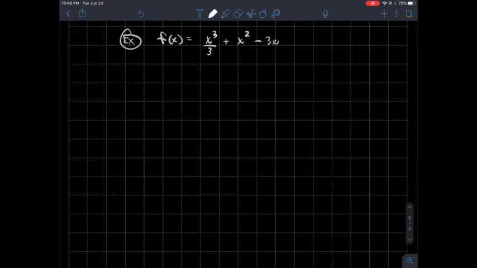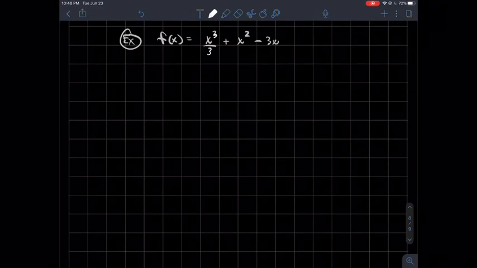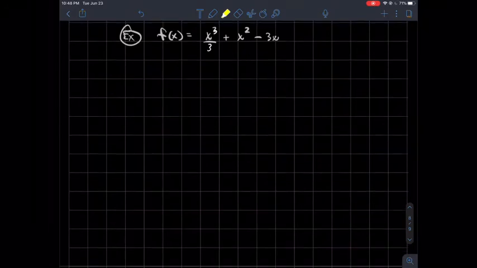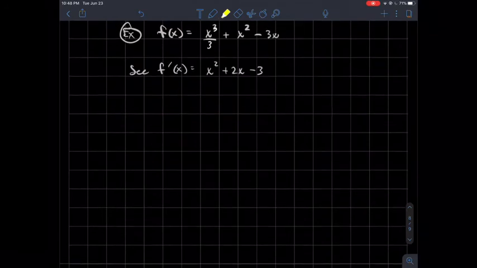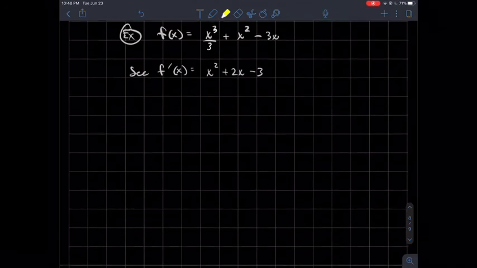All right, let's do an application of the first derivative test. So let's say you've got this function, f of x is x cubed over 3 plus x squared minus 3x. What I want to do is find any relative extrema of this function. You're going to have some calculus 1 flashbacks, but just to emphasize, how do you use that first derivative test? If I look at the derivative, it should be x squared plus 2x minus 3.